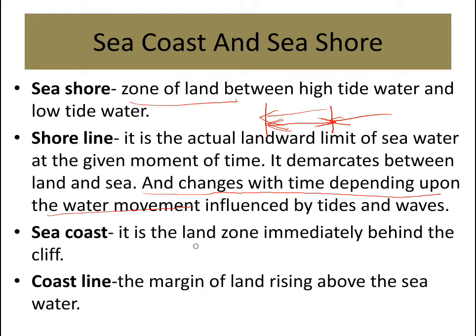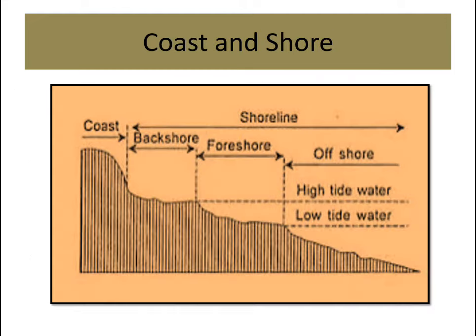Sea coast is the land zone immediately behind the cliff. Suppose this is the cliff zone, then this zone immediately behind the cliff is called sea coast. And coastline is the margin of land rising above the sea water.